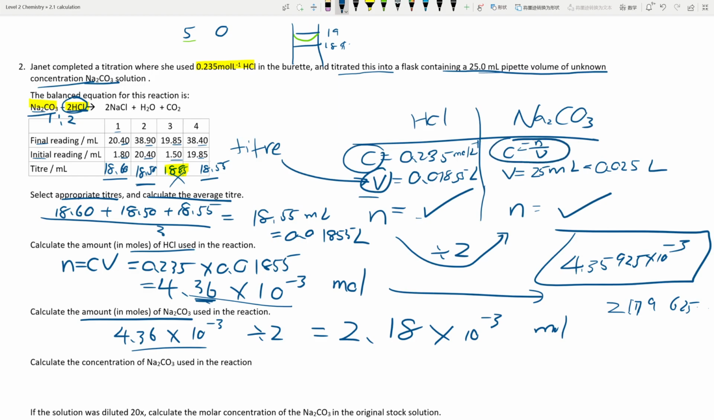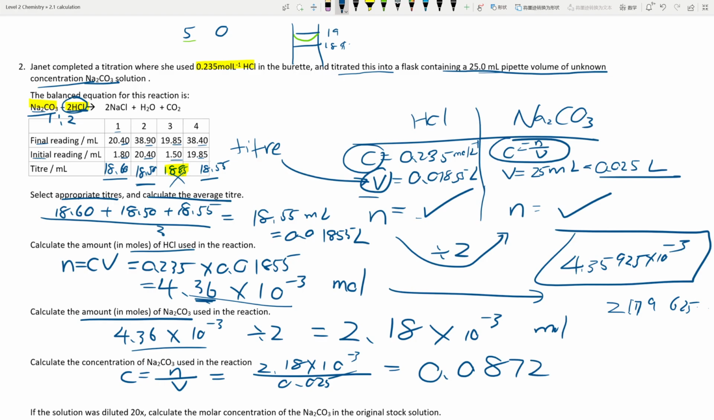Now we need to find the concentration. How do we do the concentration? Concentration equals mole divided by volume, which is 2.18 times 10 to the power negative 3 divided by 0.025, because all the numbers are right here, and then that will be 0.0872 moles per liter. Okay, and that's your final answer.